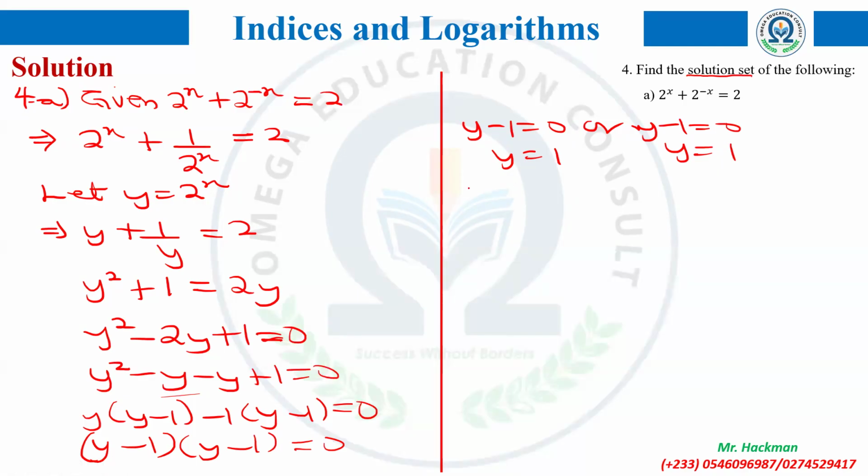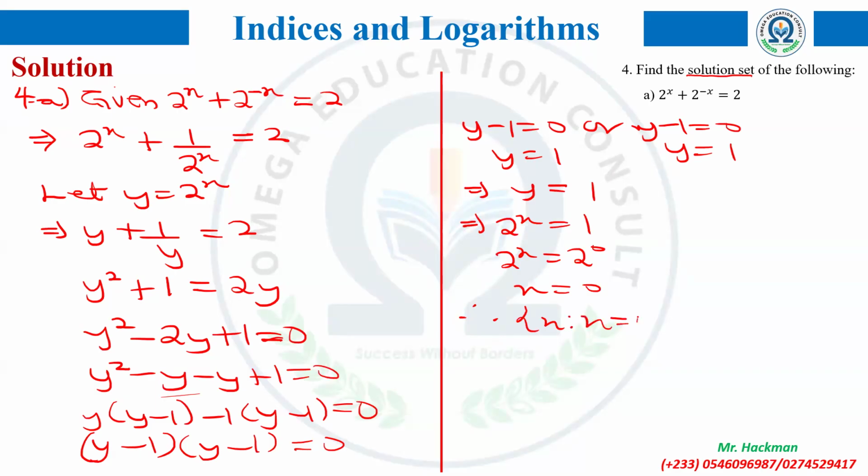Yes, please. So when you have a repeated root, you have to discard one. So this implies that y is equal to 1, because they will all give you the same result. So just use one of them. Is that clear? Yes. So now, y you said is 2 to the power x. So I will get 2 to the power x is equal to 1, which will give me 2 to the power x is equal to 2 to the power 0. So x is equal to 0. However, I was asked to find a solution set. So therefore, the solution set is such that x is equal to 0. And I close it. Point well made.